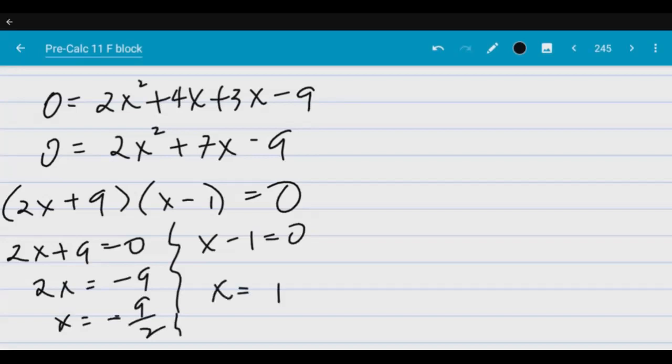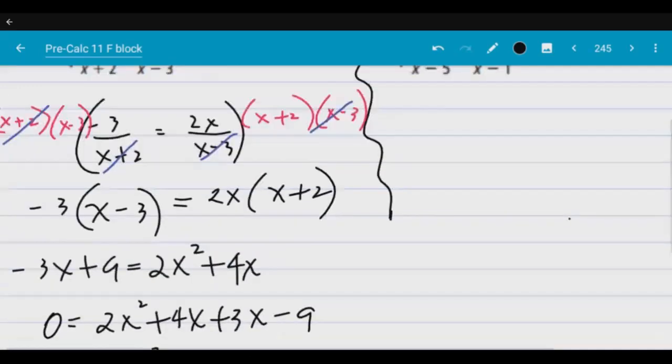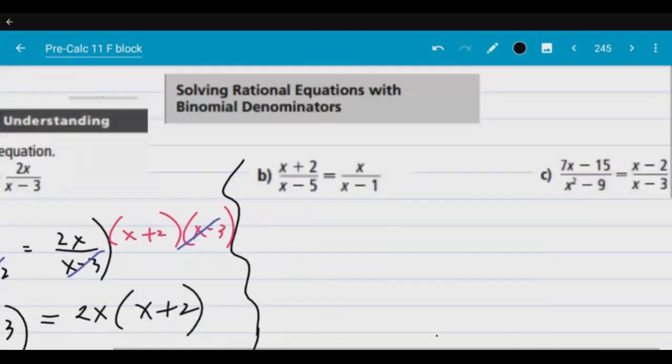Are we good? Okay. And also, do not forget to be doing the check part. I'm not going to do that for you anymore. I will just expect you to be able to do that yourself. Next, B. So this one. So maybe we will try the cross multiplication thing that you might have in mind.